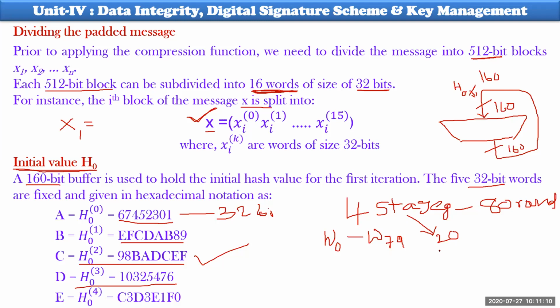And these words are divided in such a fashion that W0 to W19 will be the first round. While writing all of this, let me show you here. Your message, whatever message you have to consider here, that particular message will be scheduled.